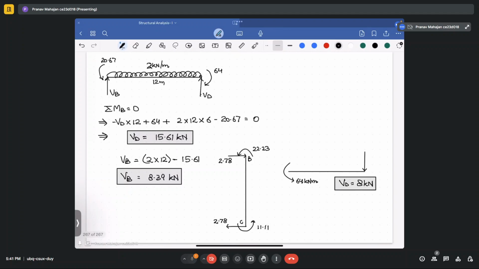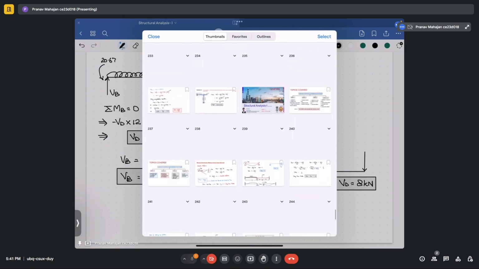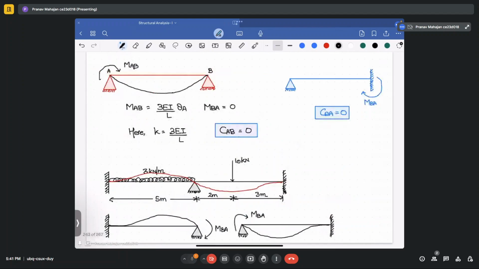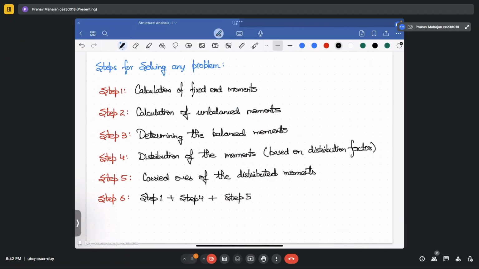Okay. So by this we end the problems that we are required to cover for the moment distribution method. So in this week we have covered all the problems related to the moment distribution method for beams as well as for frames. So let's recap first what we have done. We started with the moment distribution method. We said that the absolute stiffness when the far end is fixed is 4 EI by L, and in case of a hinge it is 3 EI by L. Then we defined a few steps that are required to be known before solving the problem.